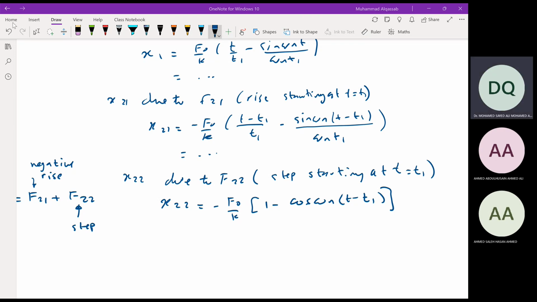Okay, let me show you the formula sheet.